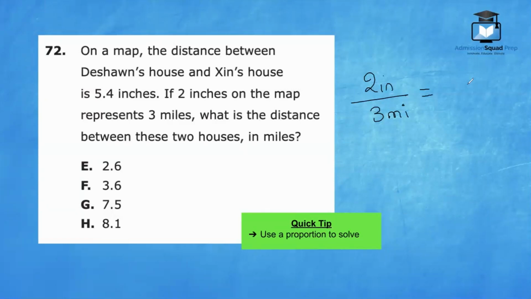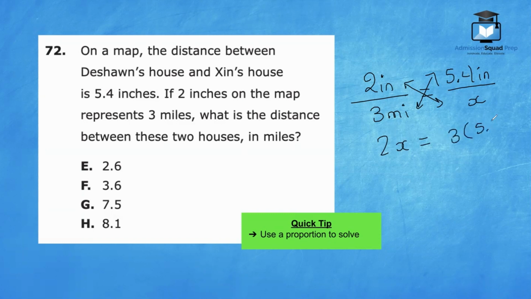On the map, the distance between Deshawn's house and Zin's house is 5.4 inches. The question is asking us to figure out the total distance in actual miles. So we can place 5.4 over x. Now that we have a proportion, we can cross multiply to solve. We have 2x equals 3 times 5.4.